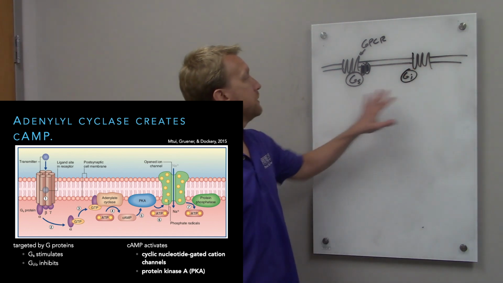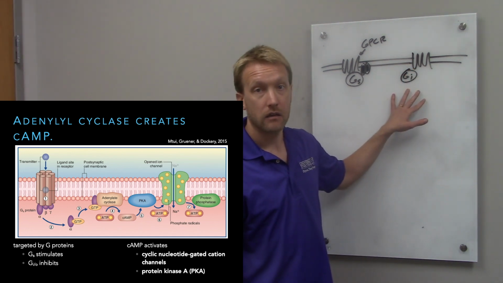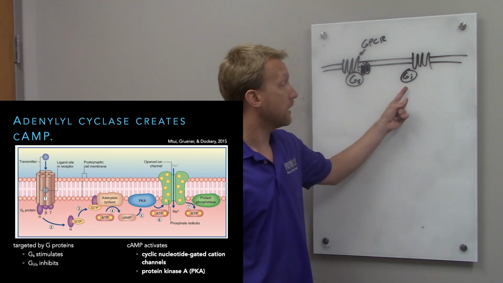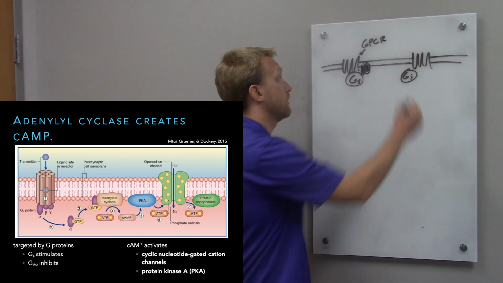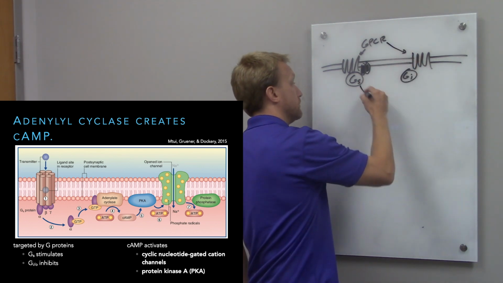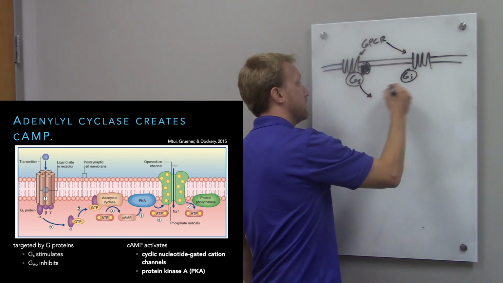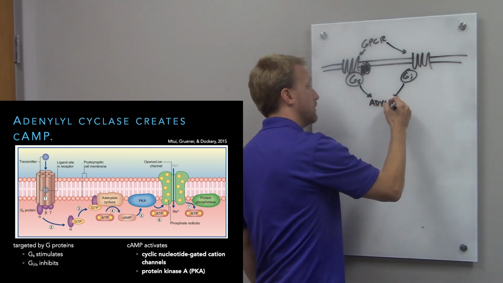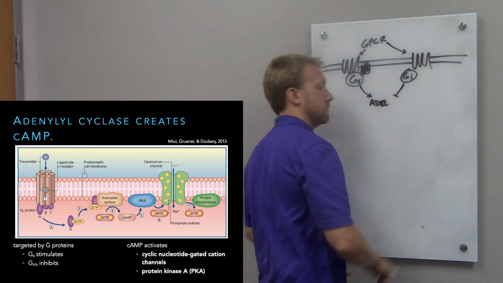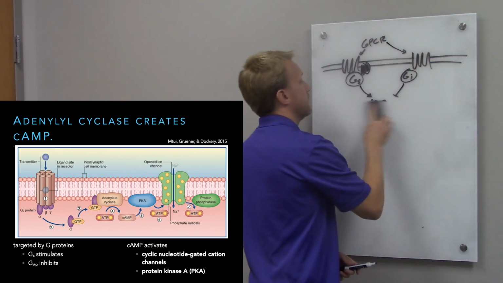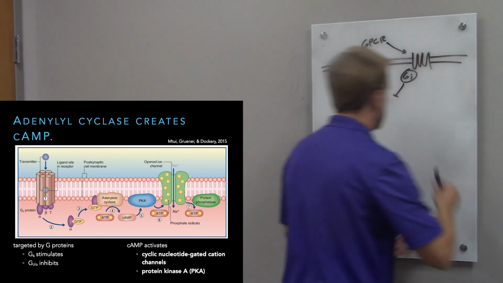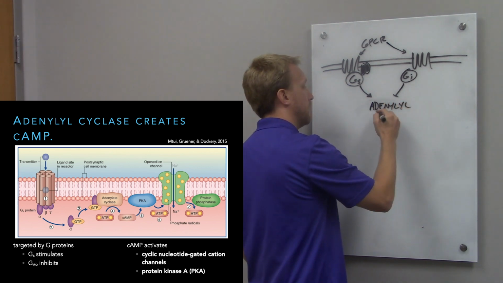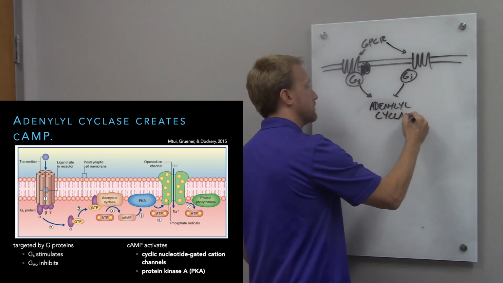The other flavor that we need to think about is Gi. S, stimulate. I, inhibit. So Gs is going to stimulate, Gi is going to inhibit. I'm sorry, no chance of recovery there. Adenylyl or adenylate cyclase. Doesn't matter. Either one works.